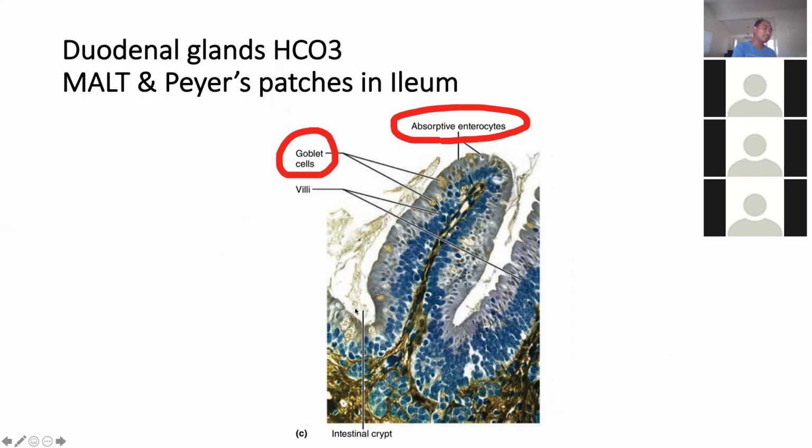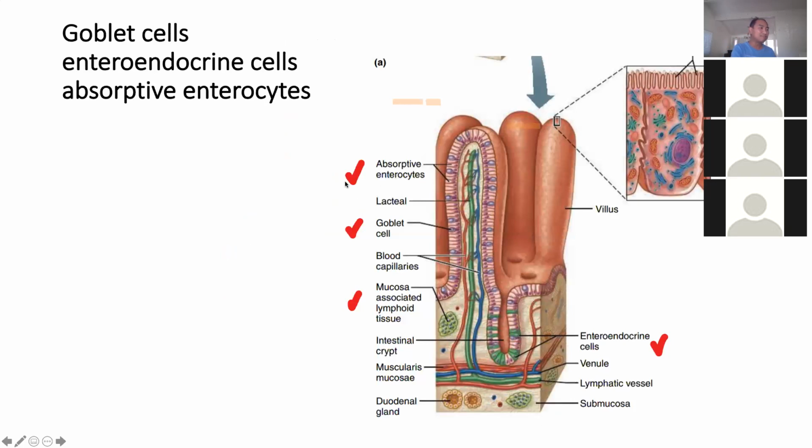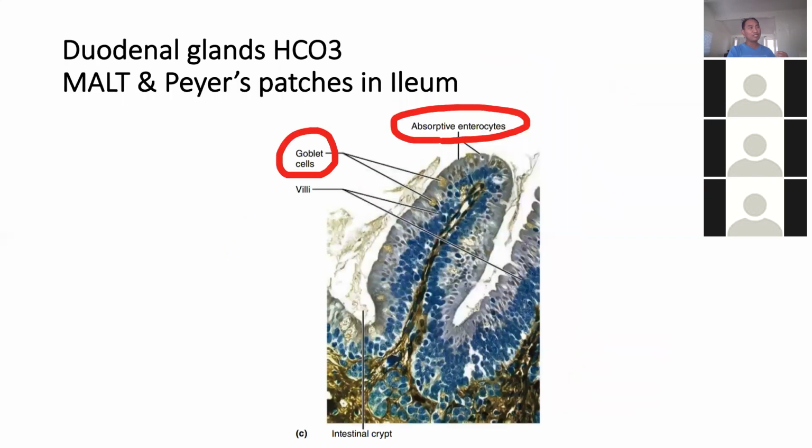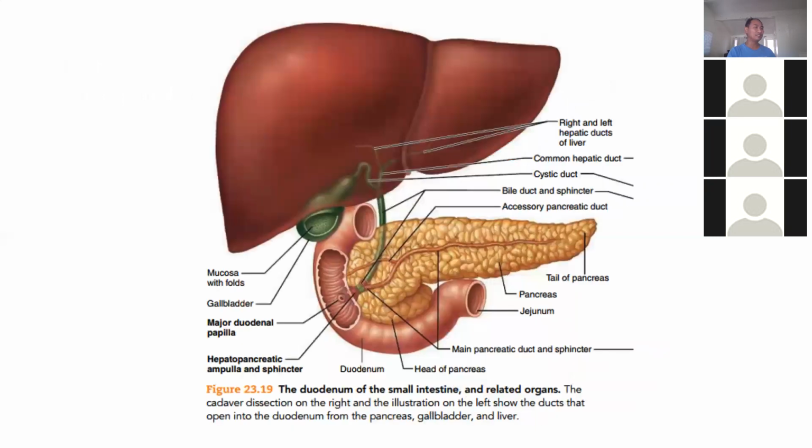So goblet cells, these are the microvilli, and these microvilli have these absorptive cells and goblet cells. So they will secrete mucus. They will absorb all the nutrients from the intestinal contents. And look at the duodenum here. So stomach will be here, and then stomach will continue as the duodenum, which is a C shape.